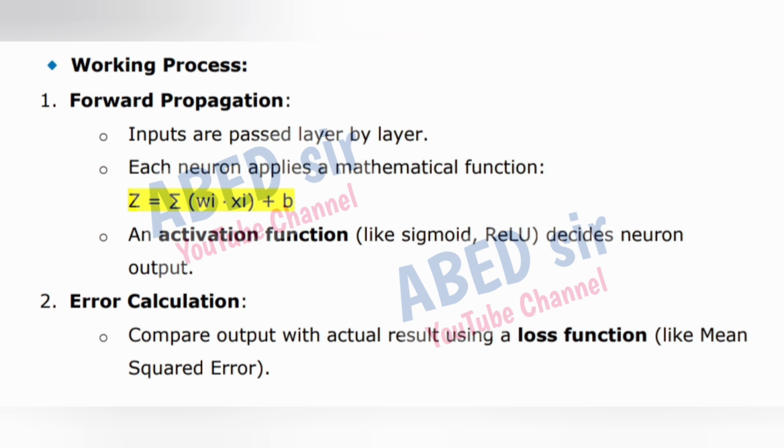Working process. 1. Forward propagation. Inputs are passed layer by layer. Each neuron applies a mathematical function, Z = WX + B. An activation function, like sigmoid or ReLU, decides the neuron output. 2. Error calculation. Compare output with the actual result using a loss function, like mean squared error.